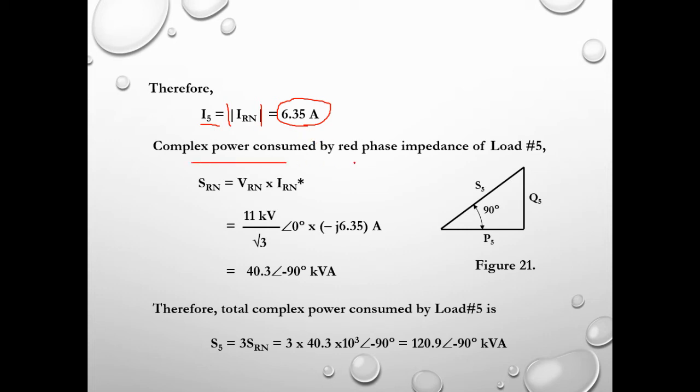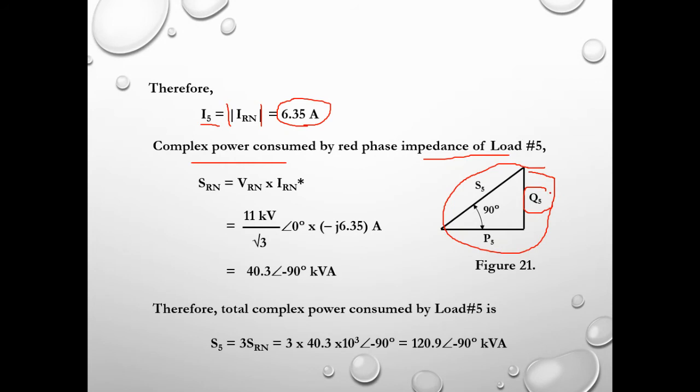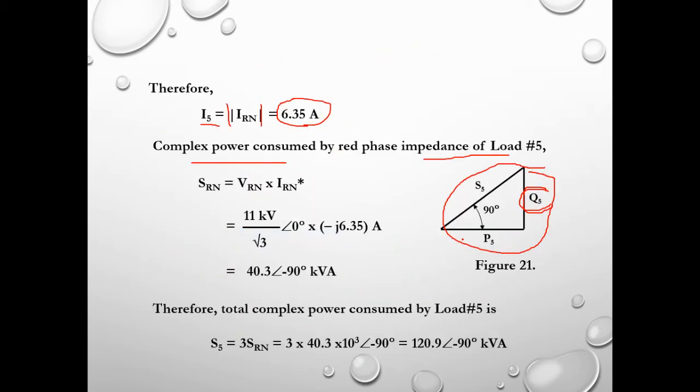So complex power consumed by the red phase impedance of load number 5 again. Refer to this power triangle. How to draw it, you may refer to the earlier example. Q5 over here is actually 90 degree apart, and then you can simply calculate the value of S, which is 90 degree here, coming out after we calculate this equation.